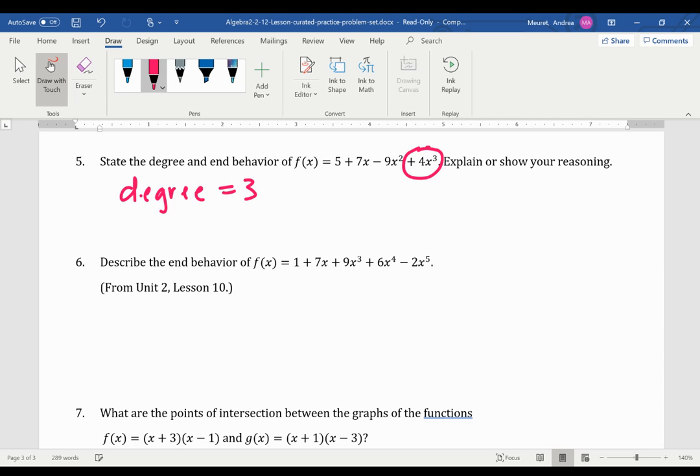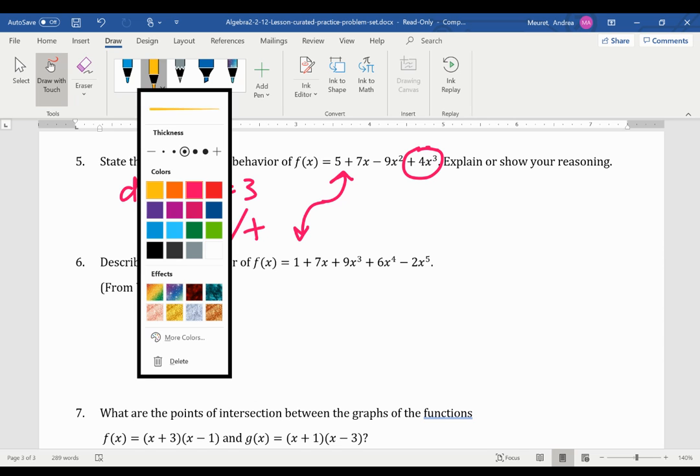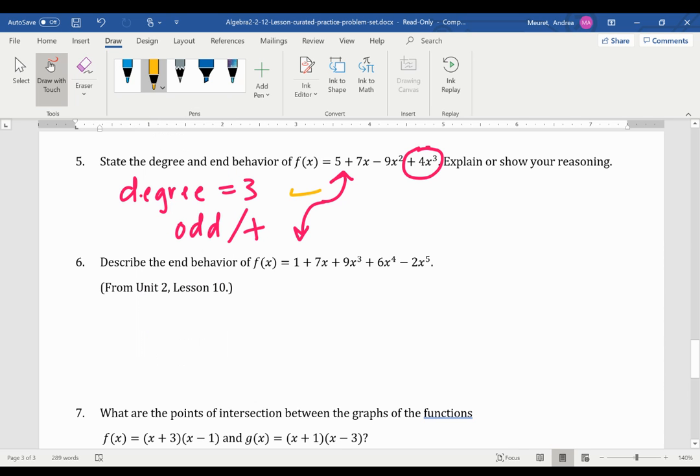Which is odd. And the leading term is 4x to the third, which is positive. And remember, odd, positive, end behavior looks like this. And so you would write out, as x gets larger in the negative direction, y gets larger in the negative direction. As x gets larger in the positive direction, y gets larger in the positive direction.